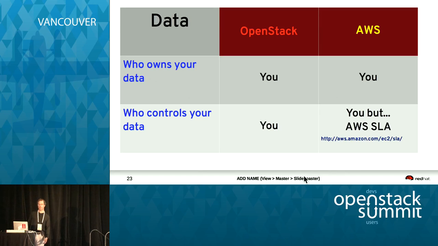OpenStack, on the other hand, you're controlling the data. Your IT group is keeping the servers running. You're putting the data there. You control it. So you need to have best practices, security, and policies for the data that you're putting out there in both instances.